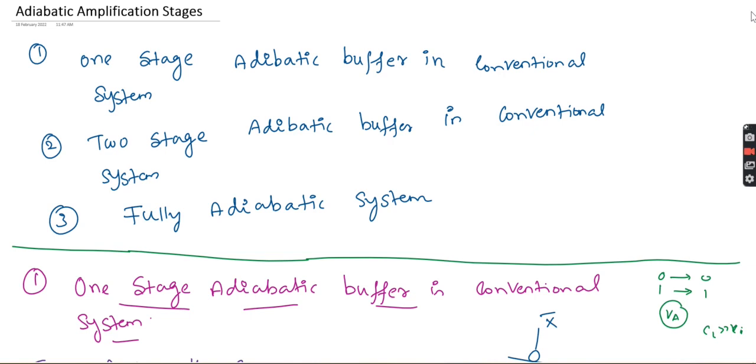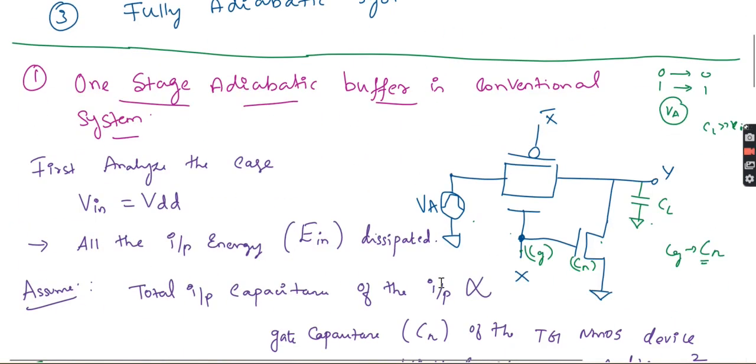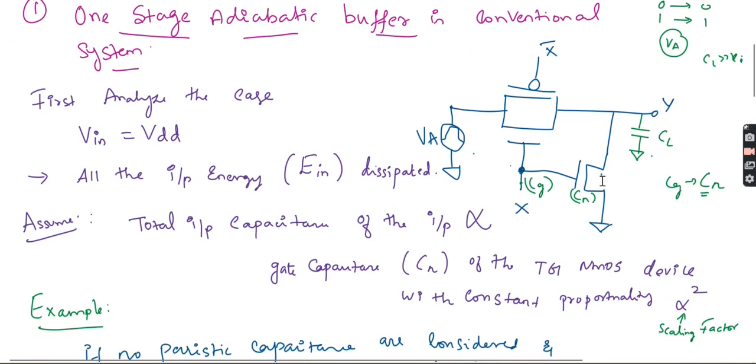So in the previous classes, we studied the one-stage adiabatic buffer in the conventional system. There we calculated the minimum total energy for one stage. As we know, the one-stage adiabatic buffer in the conventional system consists of one transmission gate and one clamp NMOS. The necessity of this NMOS is that you need to discharge the capacitor energy. For that purpose we have this clamp NMOS.